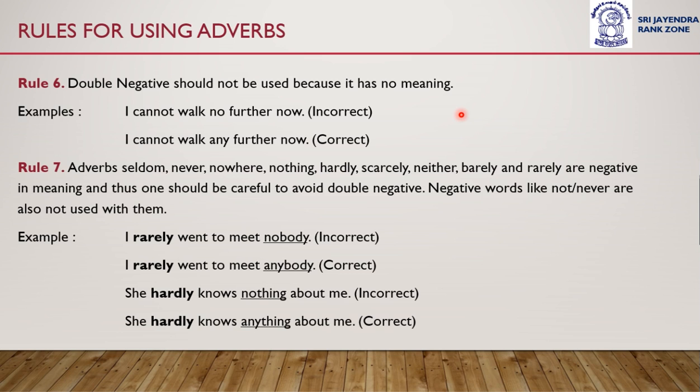For example, I rarely went to meet nobody. This is an incorrect statement. What would be the correct statement? I rarely went to meet anybody. She hardly knows nothing about me is an incorrect statement. The correct statement would be she hardly knows anything about me.